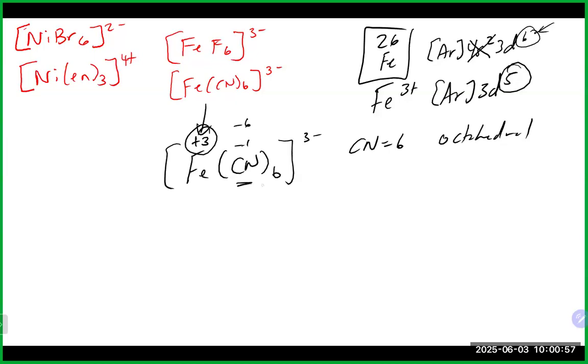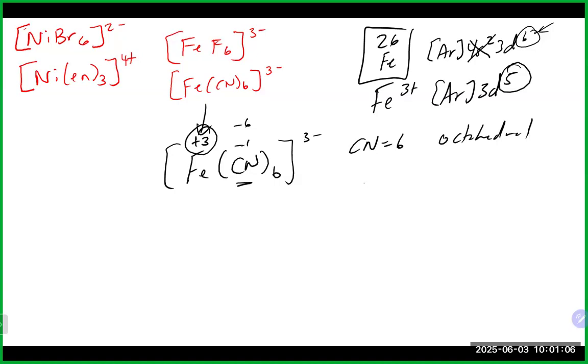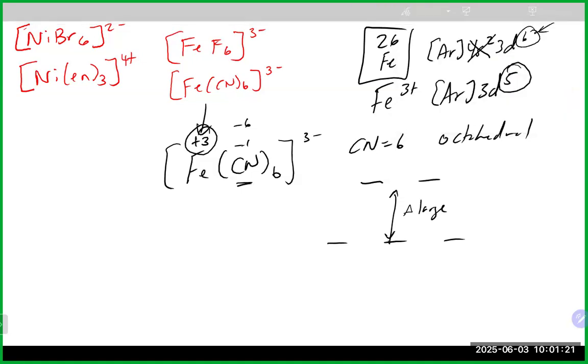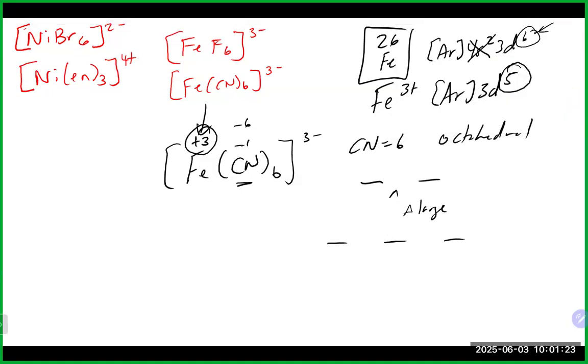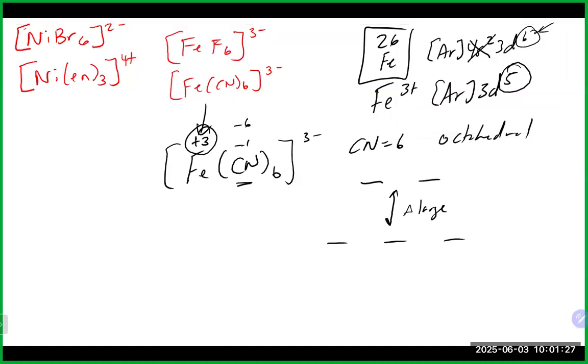We can look at the ligand that's present, and looking at our list there, we see CN is a strong field ligand. Because this is octahedral, we will get the squared d orbitals up on top, and the non-squared d orbitals on the bottom. And this splitting is going to be relatively large.